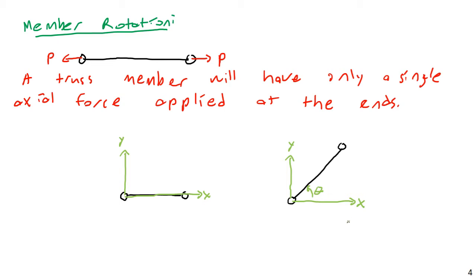I could run through the same derivation. It would take a lot longer though, because there would be a bunch of sines and cosines of theta in there. But I can also see that by statics, for something to be in equilibrium, it must be in equilibrium about any and all sets of axes.